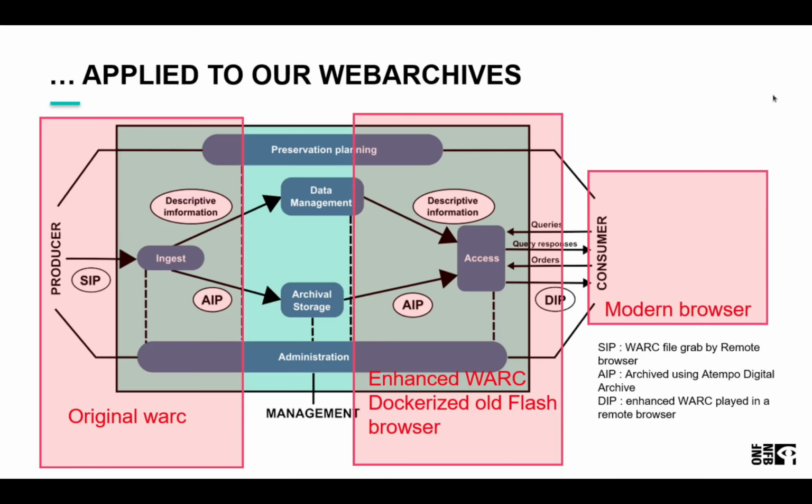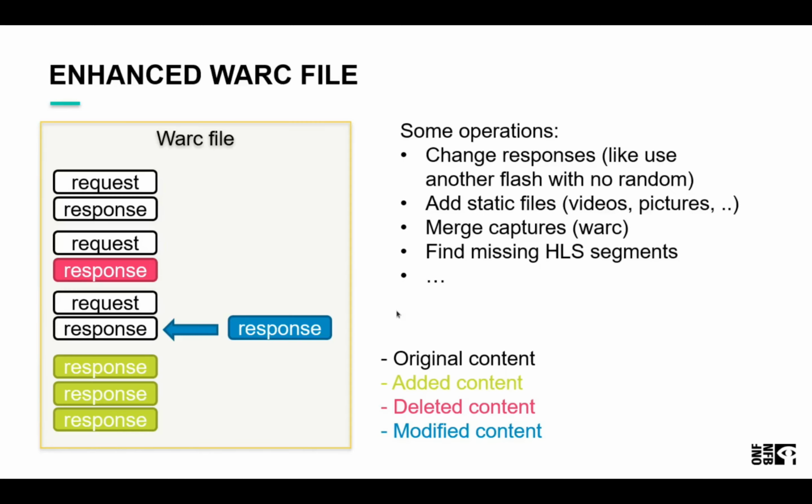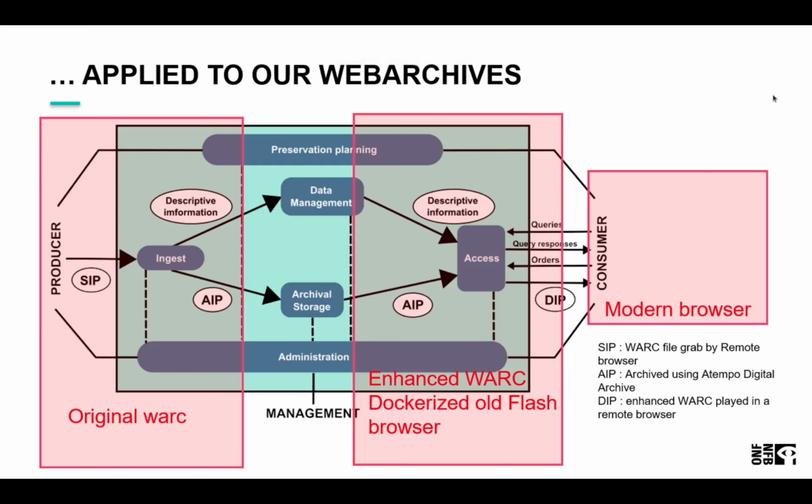For the dissemination information package, we have an enhanced WAC file. This WAC file is produced by an internal script. The goal of this enhanced WAC file is to improve the replay of our web archive and to preserve the experience. For example, we swap some resources to be sure that there is no random, to be sure that the authentication will pass. We add some other resources, for example, missing images, missing videos, missing static files. So if we miss it during the capture, we have it with the enhanced WAC file.